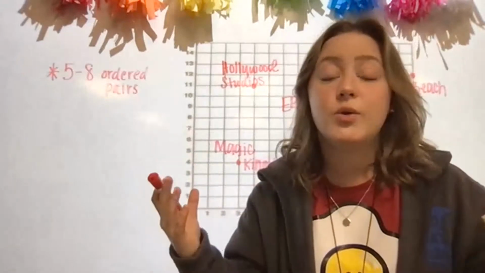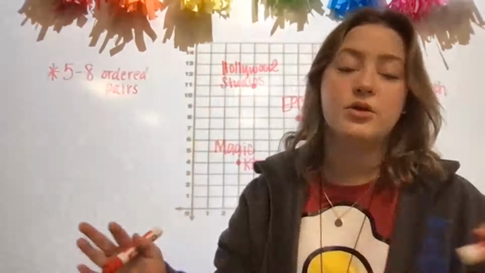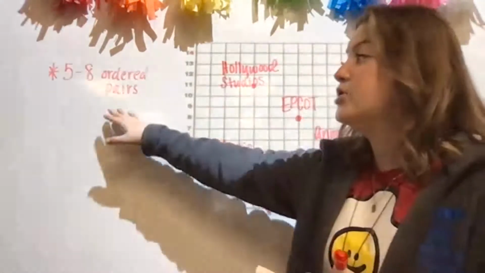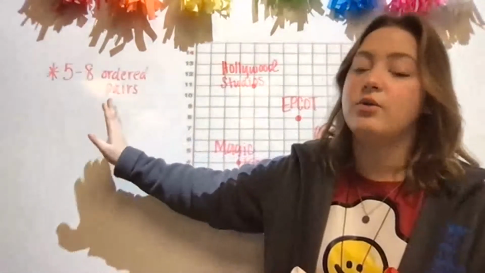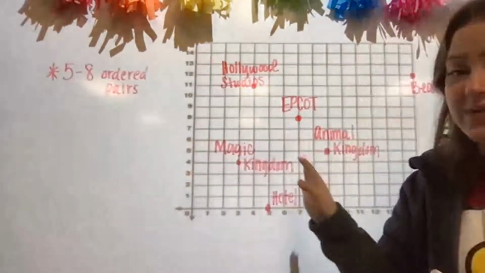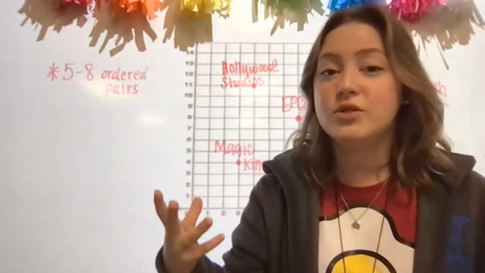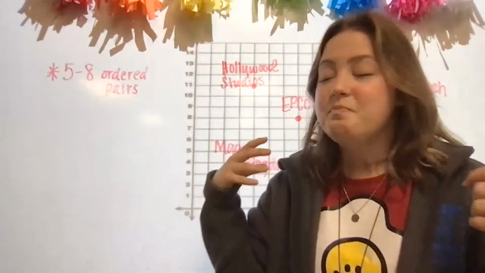You can do the location from your house to the grocery store and any other place in between, but you need to make sure that whatever location you pick, you have 5 to 8 ordered pairs. Okay, so here I have 6 of them. Now, this is not the only thing that I'm asking you to do for this little project, okay?